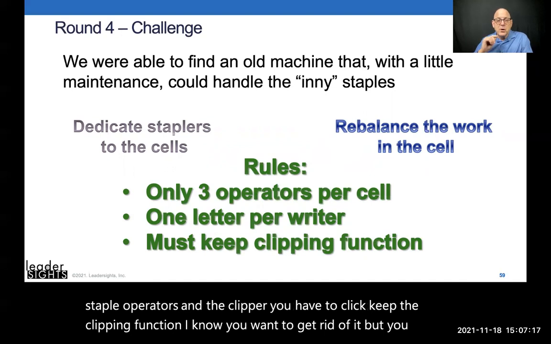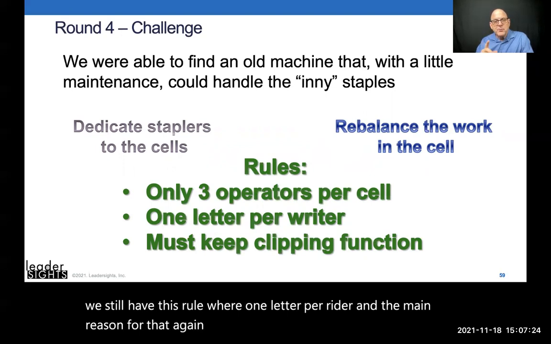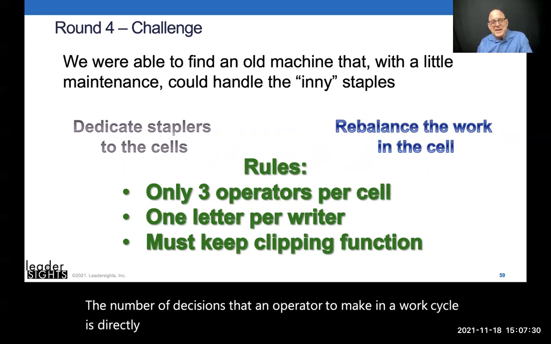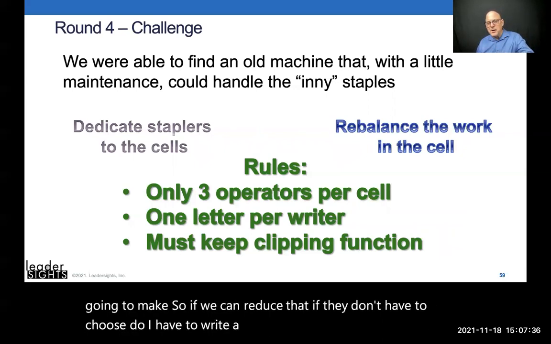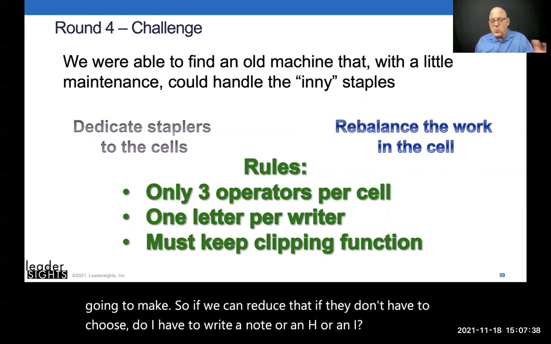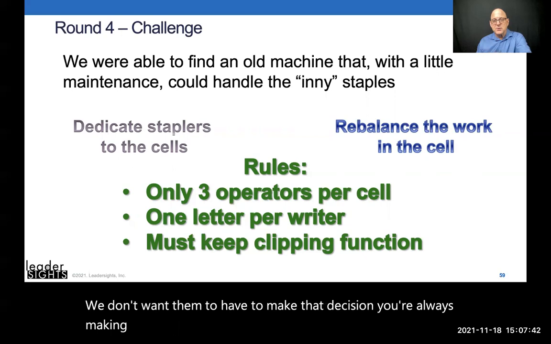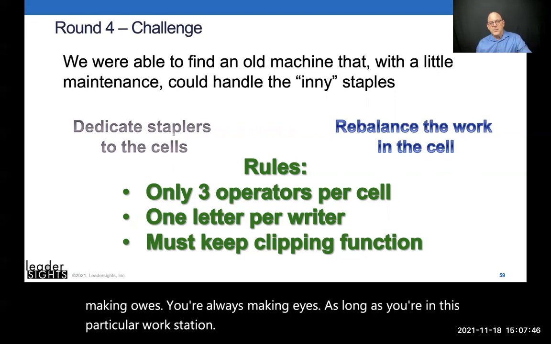And we still have this rule where 1 letter per writer. And the main reason for that, again, is the number of decisions that an operator has to make in a work cycle is directly proportional to the number of mistakes that they're going to make. So if we can reduce that, if they don't have to choose, do I have to write an O or an H or an I, we don't want them to have to make that decision. You're always making O's, you're always making I's, as long as you're in this particular workstation. Okay?